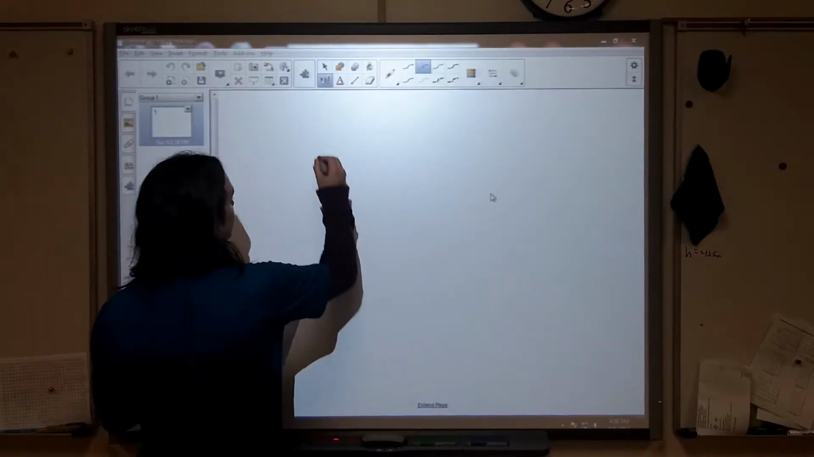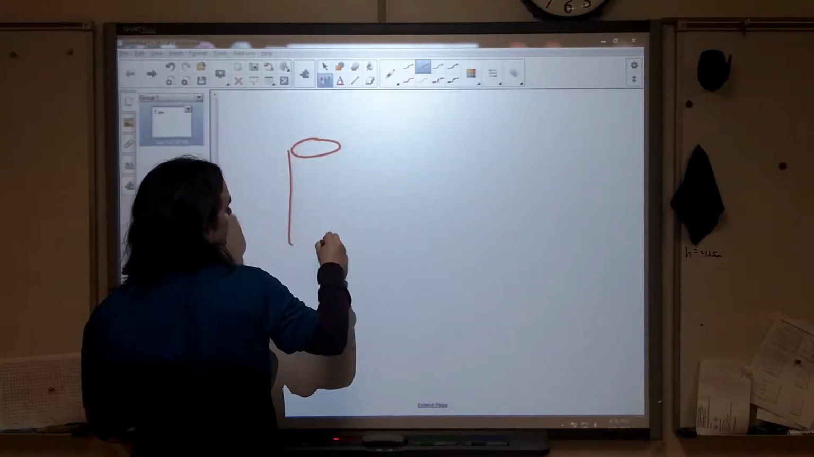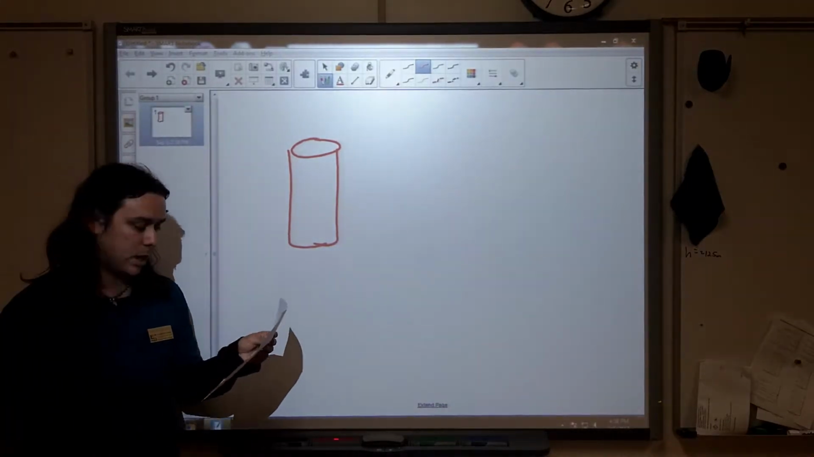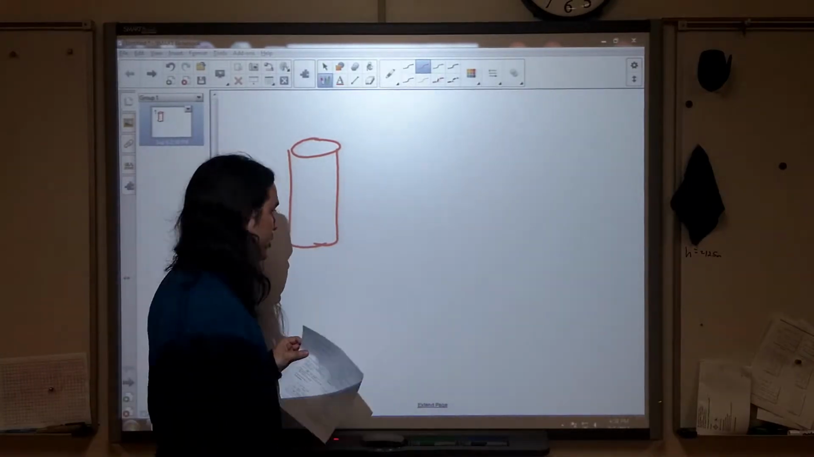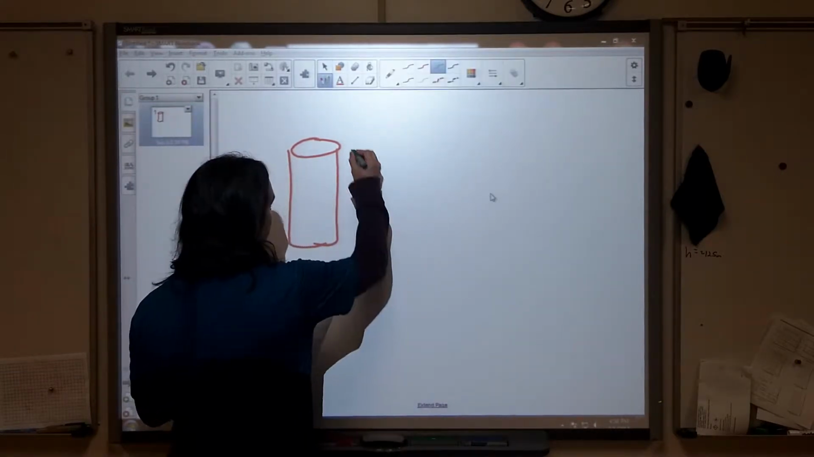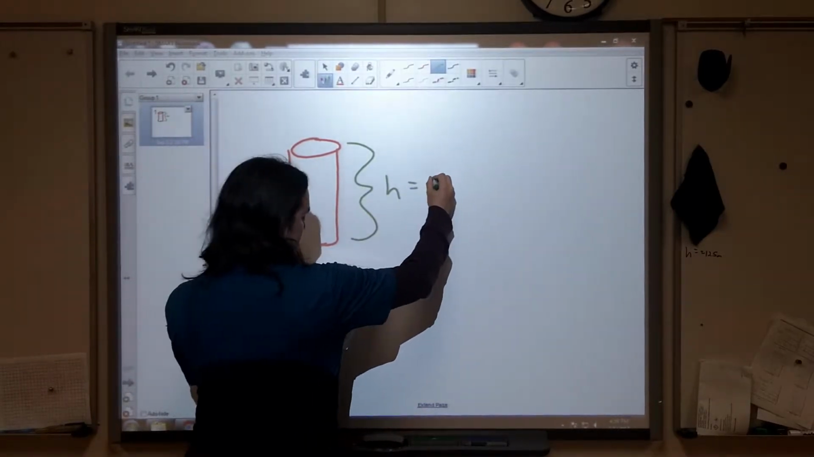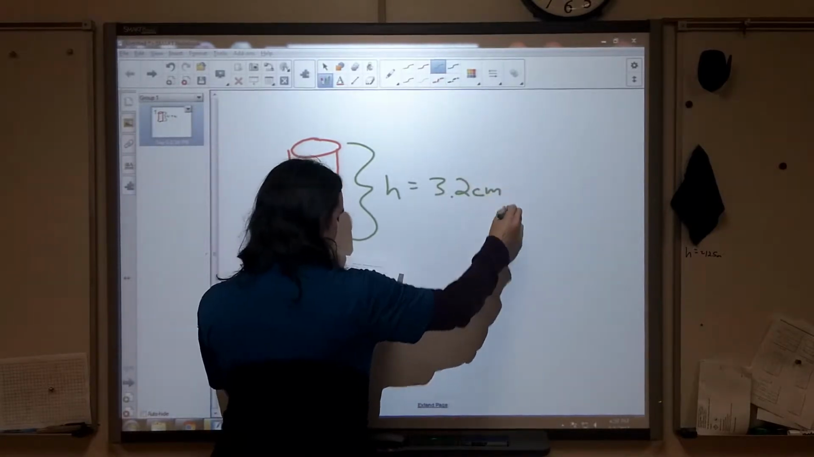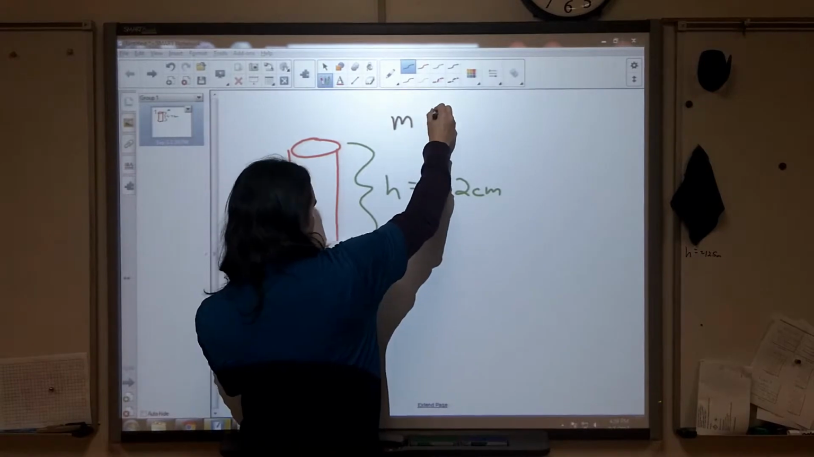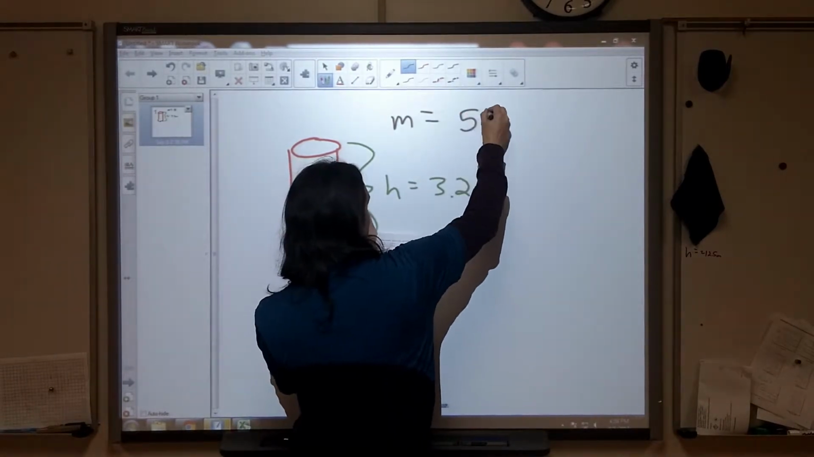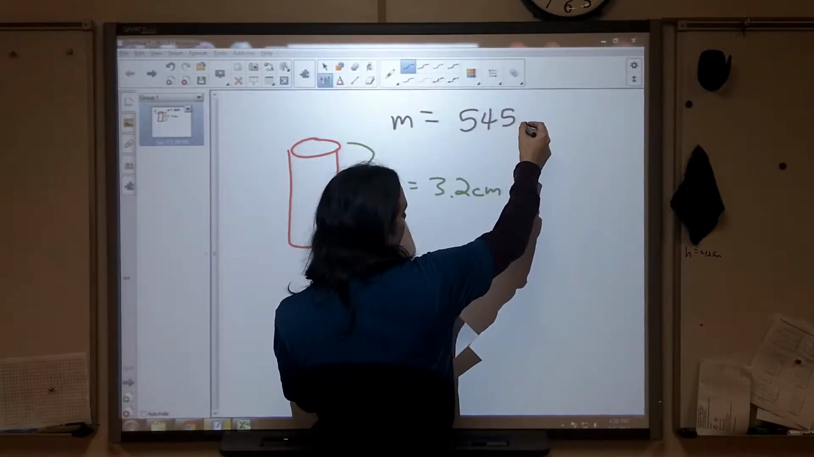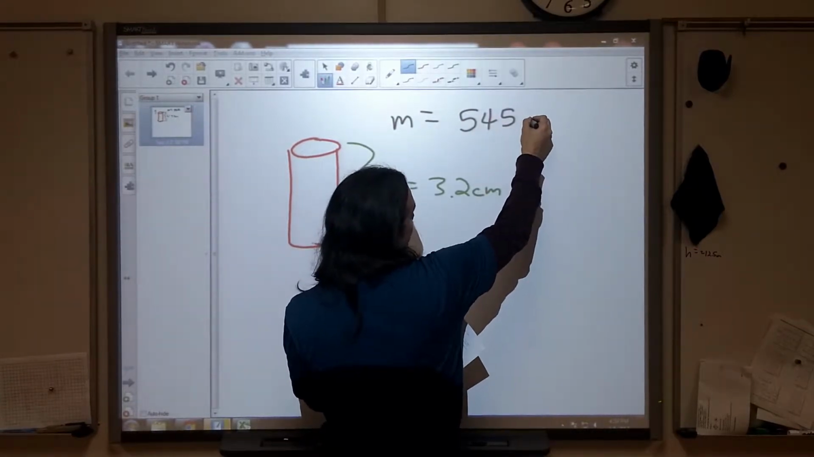I've got a copper rod. I didn't specify per se, but it's a cylindrical rod, just like the ones that we looked at in class. And it's copper. And the height, h, is equal to 3.2 centimeters. And it has a mass, m, equal to 545.224 for mine. I'm going to call that 545 grams.